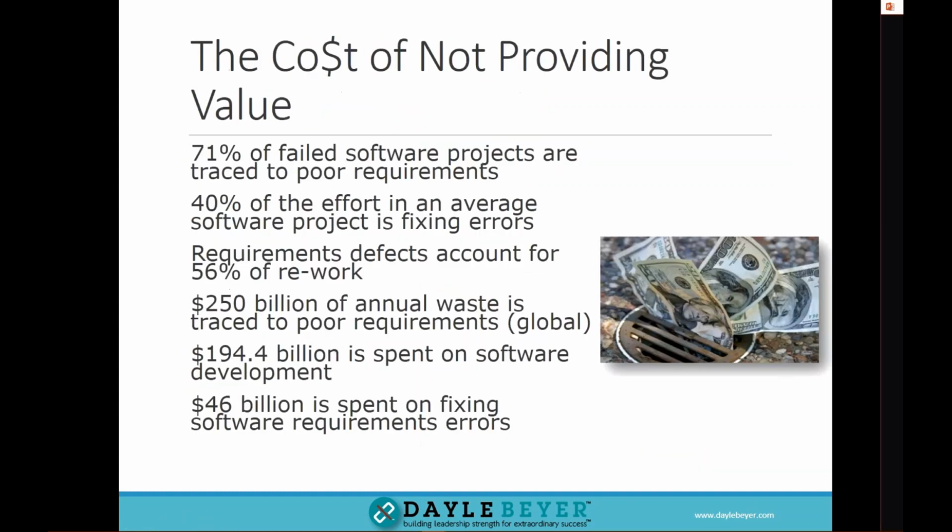71% of failed software projects are traced back to poor requirements. Why do we have defective requirements? Because we as business analysts are not willing to ask the tough questions, to push back to the organizations, where someone here earlier said being able to say no, or how about this particular opportunity rather than this one? Having trade-offs, negotiating with the stakeholders.